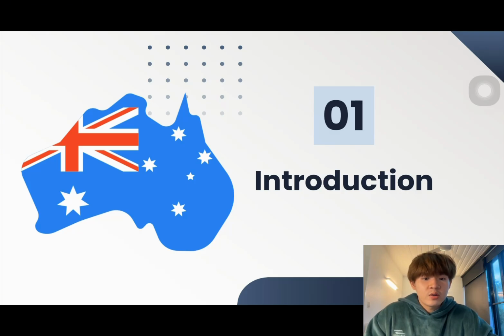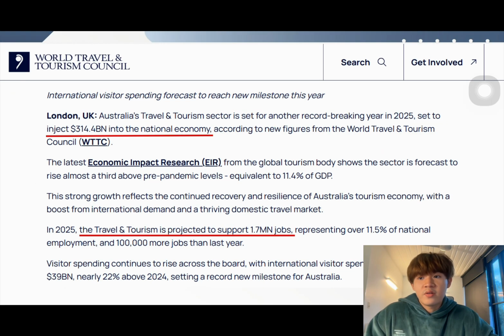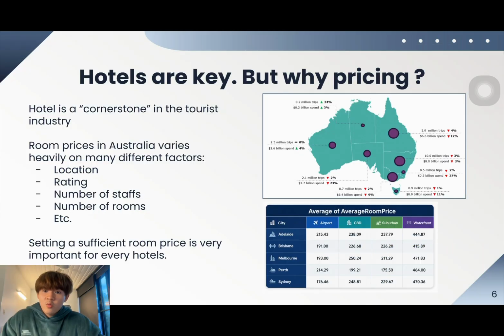First, Kang and I will talk about the background of our project, which we believe is very important. According to the World Travel and Tourism Council, Australia's tourism sector is now booming in 2025. It has contributed around $315 billion to the national economy and provided around 1.7 million jobs. One of the most important features in this sector is hotels.